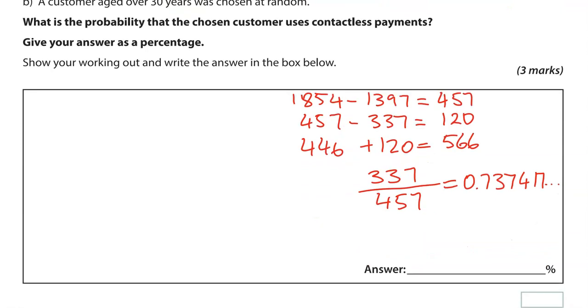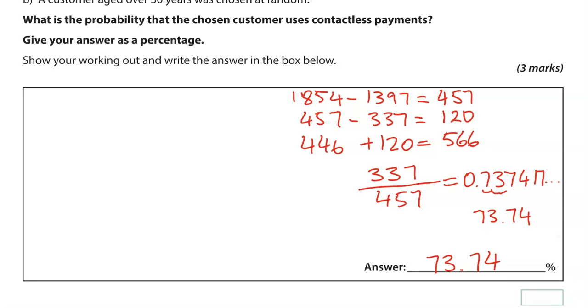We're going to give our answer as a percentage. So again, focusing on the first two digits after the decimal point, this is 73.74. Or you could just round it to 74% and it's all going to be fine, because it's not specified to what degree you need to round the percentage.